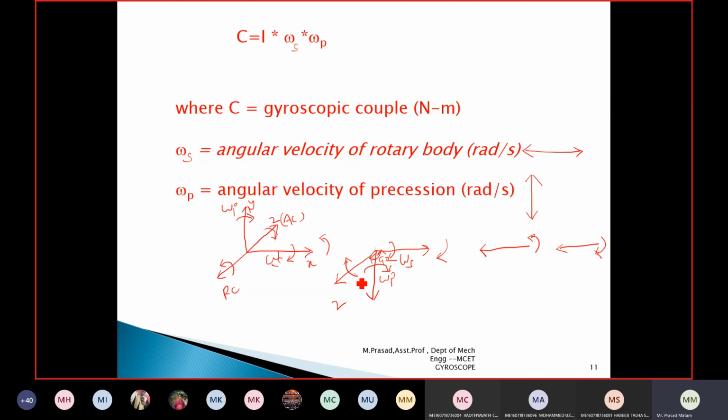Clockwise is always this side. When I see from this end, this is my clockwise motion. Then it is moving downwards. This gives my active couple. To maintain this equilibrium, what am I doing?